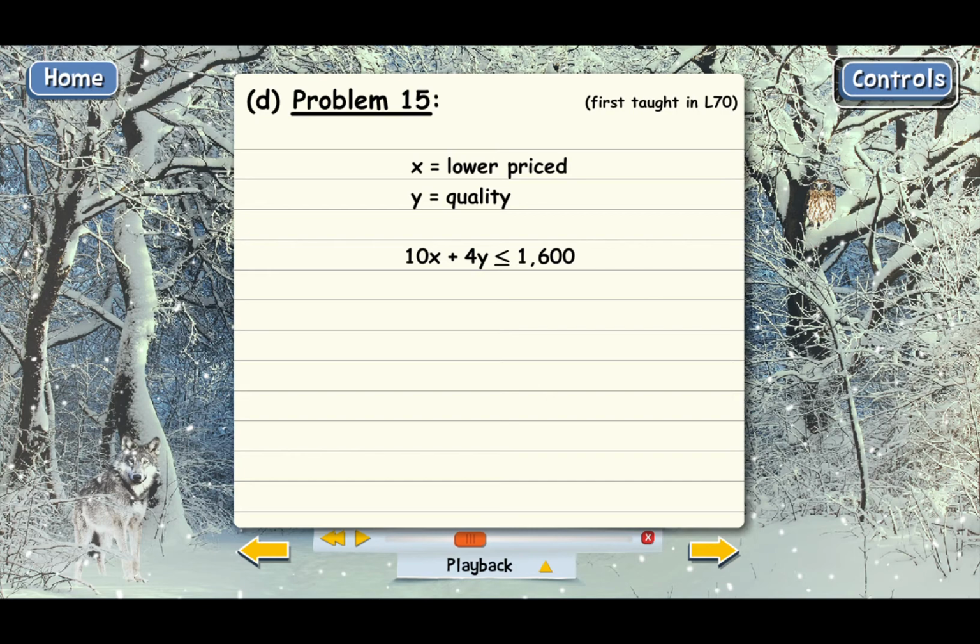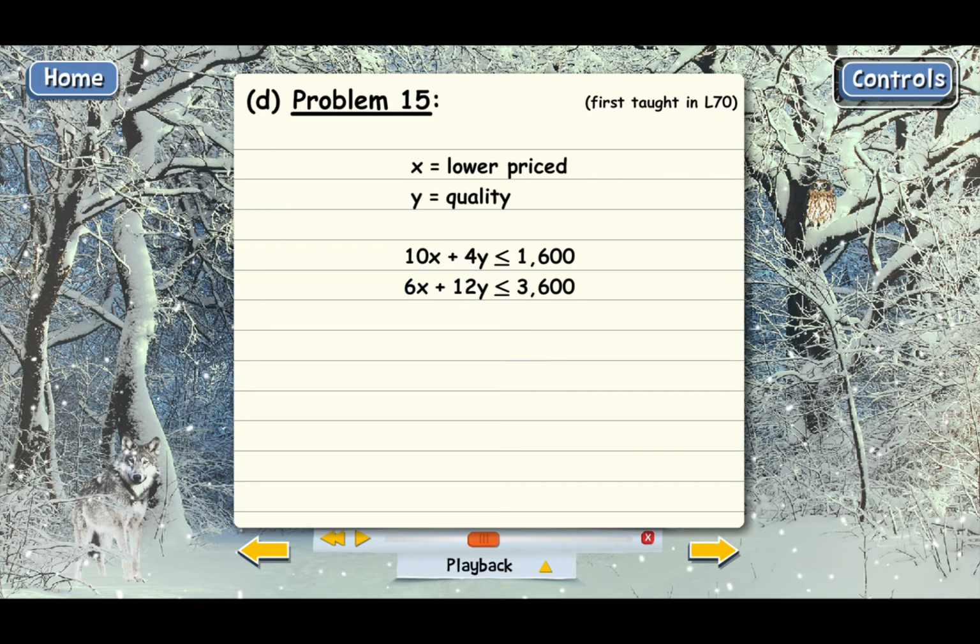For the almonds, there are 6 ounces in the lower priced mixture and 12 ounces in the quality mixture. But remember, they only get in 3,600 ounces every day. So we could write another inequality saying that 6x plus 12y has to be less than or equal to 3,600.